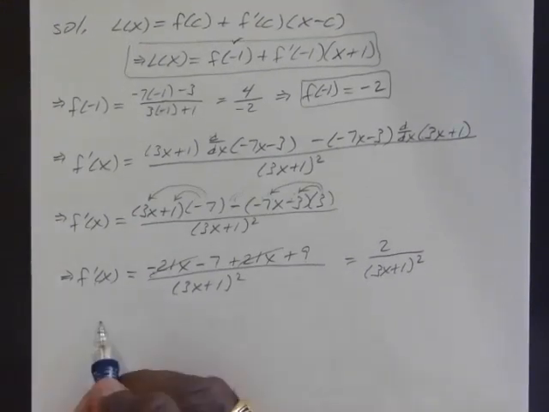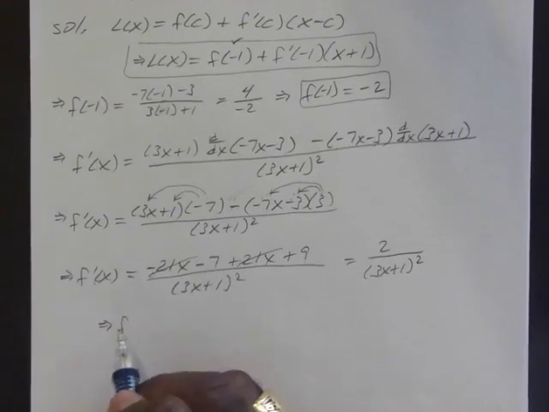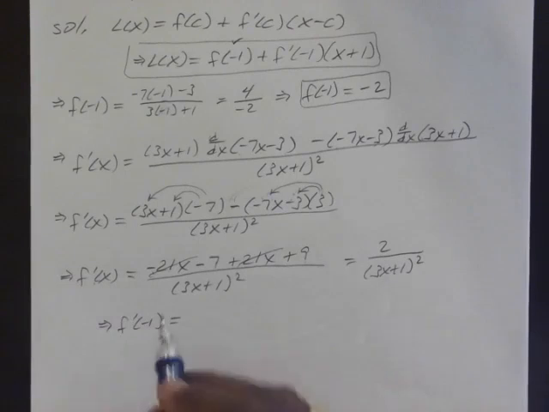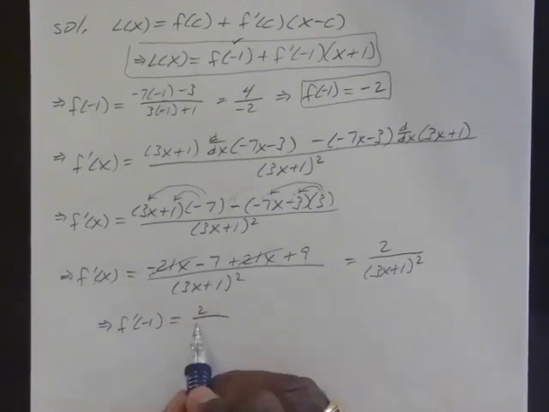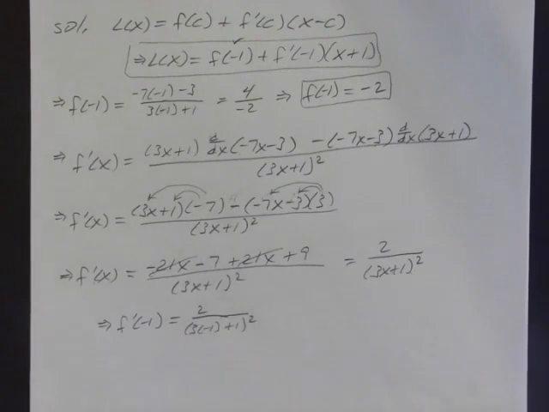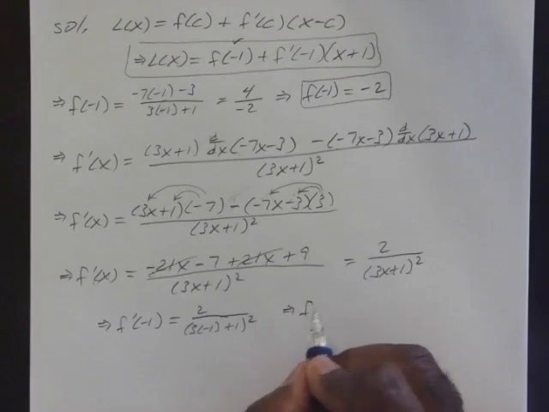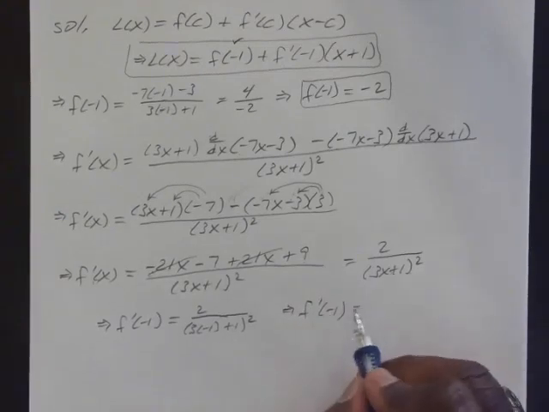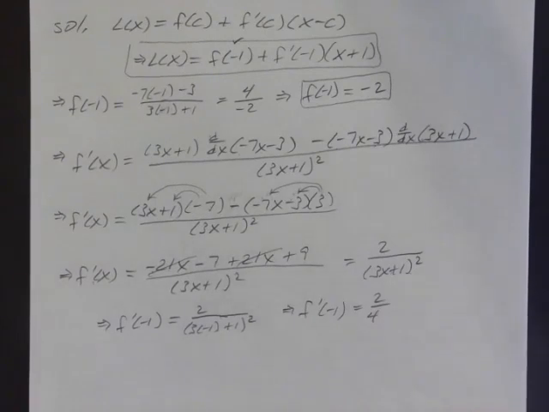Okay, so if we wanted to find f prime of -1, that's equal to 2 divided by 3 times -1 plus 1, so 3 times -1 plus 1 squared. Okay, so 3 times -1 is just -3. -3 plus 1 is -2. -2 squared is just 4. So we know f prime of -1 is equal to 2 over 4, which simplifies to 1/2.